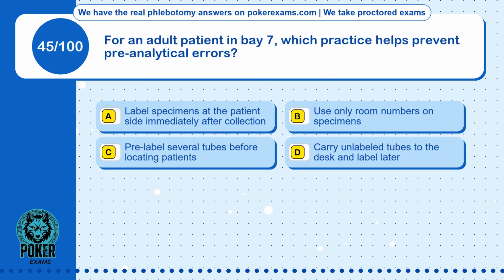Question 45. For an adult patient in Bay 7, which practice helps prevent pre-analytical errors? Option A. Label specimens at the patient's side immediately after collection. Option B. Use only room numbers on specimens. Option C. Pre-label several tubes before locating patients. Option D. Carry unlabeled tubes to the desk and label later.